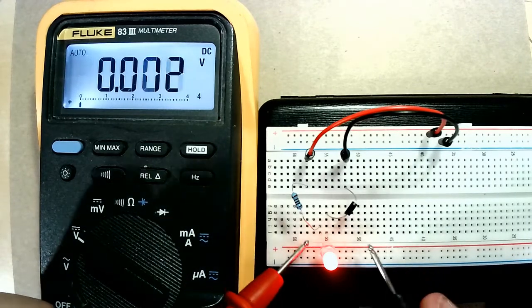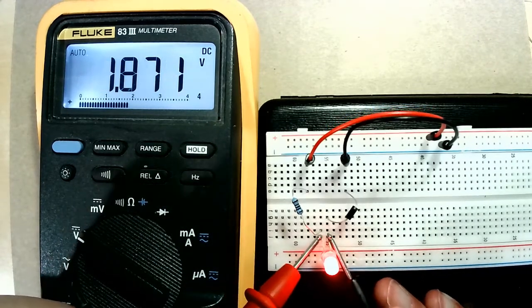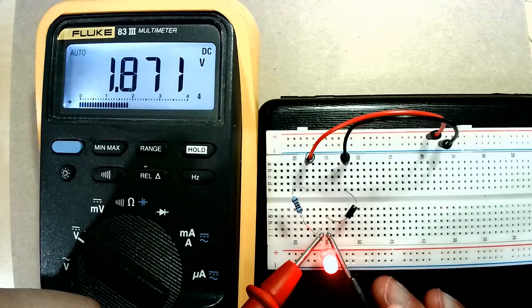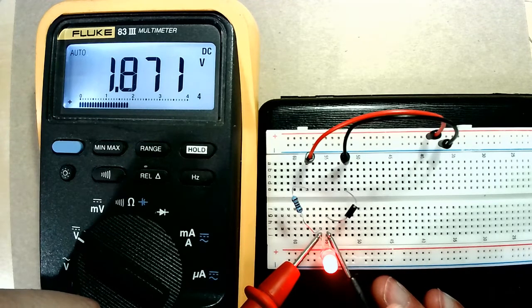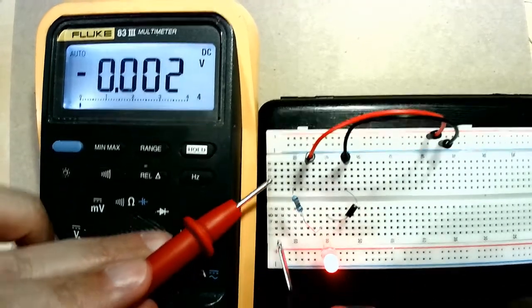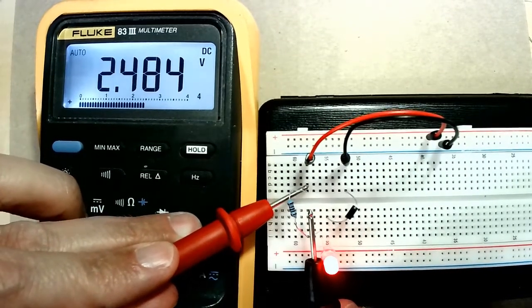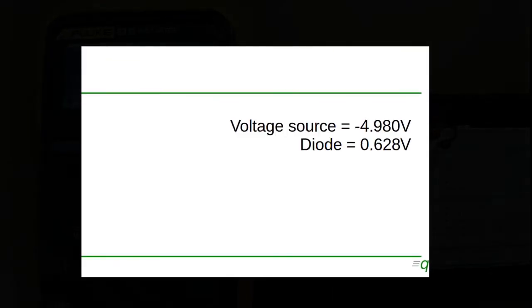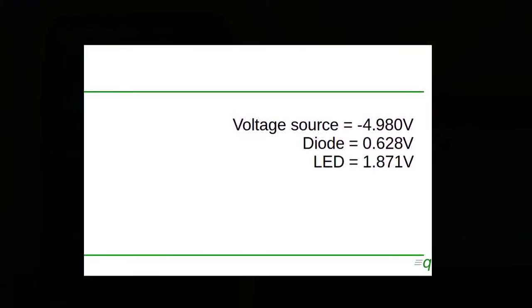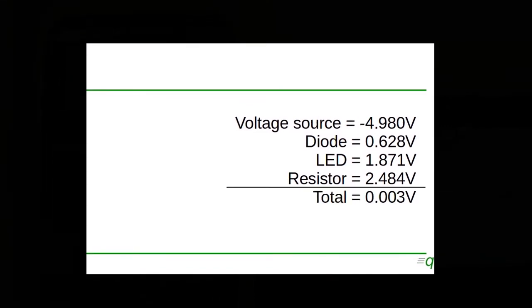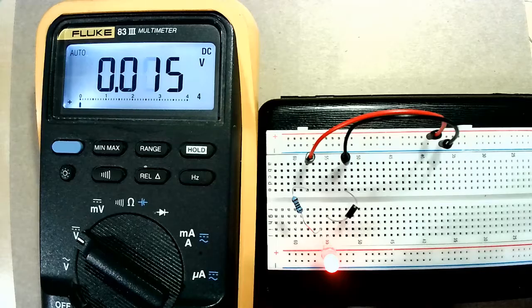The LED is positive 1.871, and the resistor is positive 2.484. So if we do the math now, we add up all these values and we end up with 0 volts.